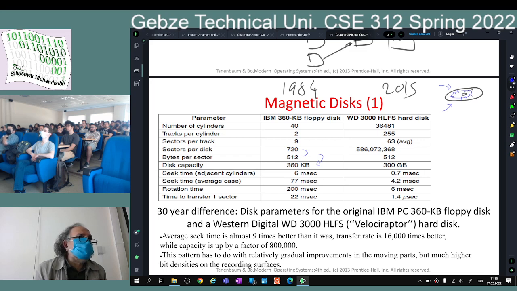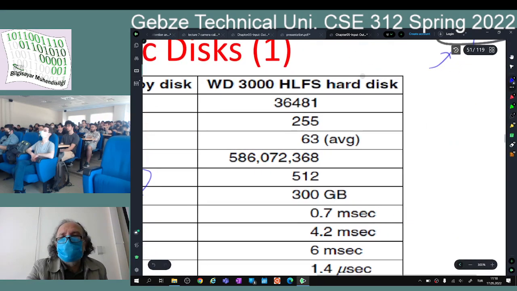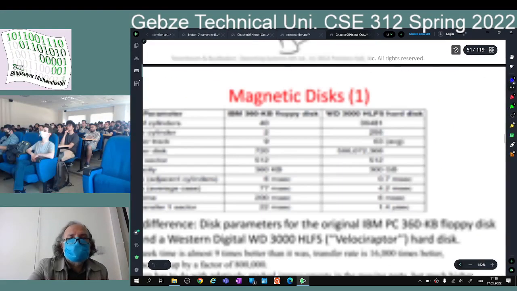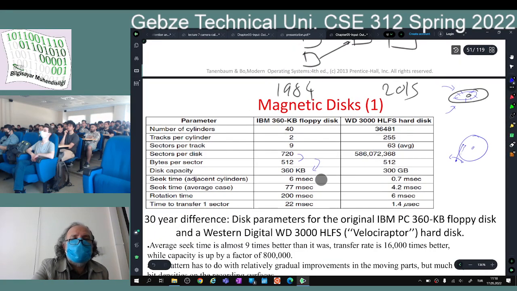I am not saying that this was the state-of-the-art magnetic disk at those days, but this was the common one for personal computers. The seek time is 6 milliseconds. What is the seek time? If this is my disk and this is my read-write head, remember the read-write head moves this way or that way. From one track to another track, it takes 6 milliseconds to move my head.